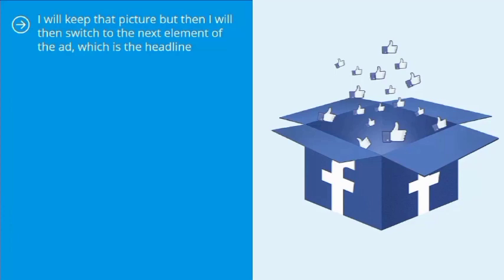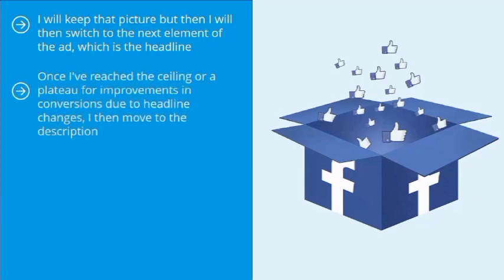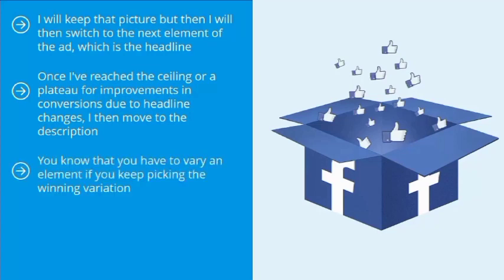I would then keep varying the headline to see if I can improve the conversion rate of that ad. Once I've reached the ceiling or a plateau for improvements in conversions due to headline changes, I then move to the description. Do you see how this works? You know that you have to vary an element if you keep picking the winning variation. You do this with small tests until the whole ad is optimized.